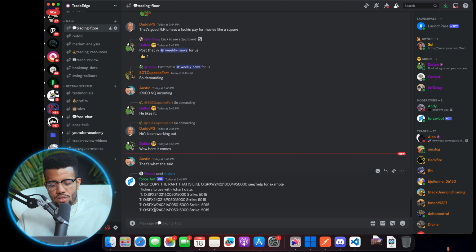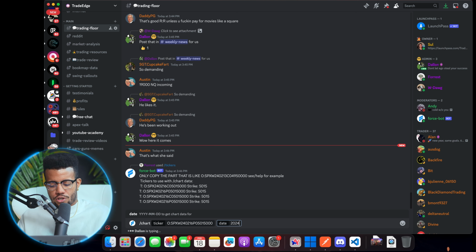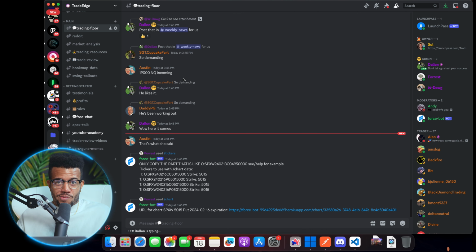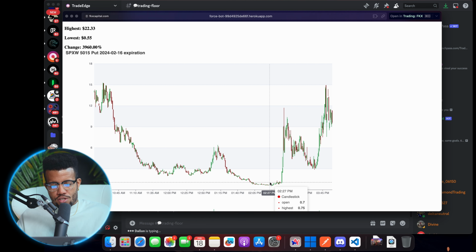So I'm going to get the weeklies, the puts, so I can copy this ticker. You can see that I give you a nice little output here, and I'll do slash chart ticker, and then I'll give the day that I want to chart it, 02/16. You can see here that we're a fun little community. I don't know what they're talking about. So these are these contracts here.